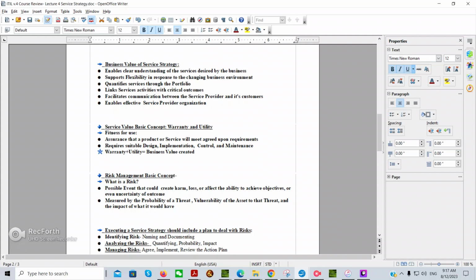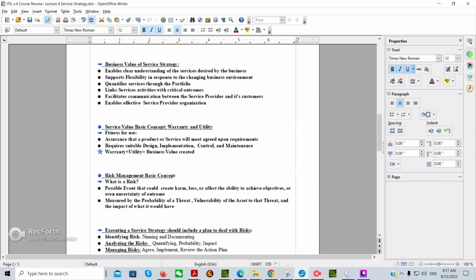All right. Now, also we should talk about service value basic concept, which is warranty and utility. Fitness for use. Assurance of product or service will meet agreed upon requirements. Requires suitable design, implementation, control, and maintenance. In terms of warranty plus utility equals business value created. So keep that in mind in terms of the equation and what to consider.